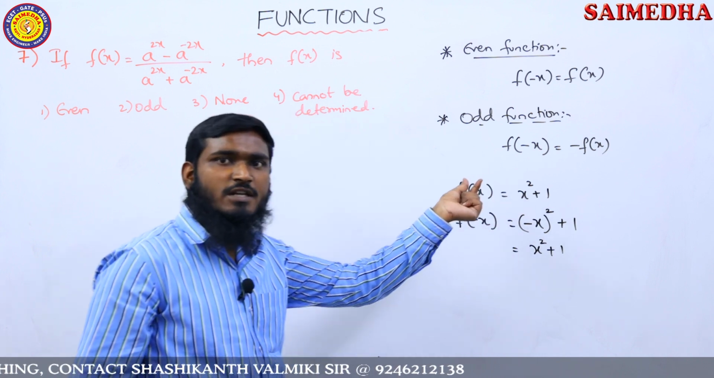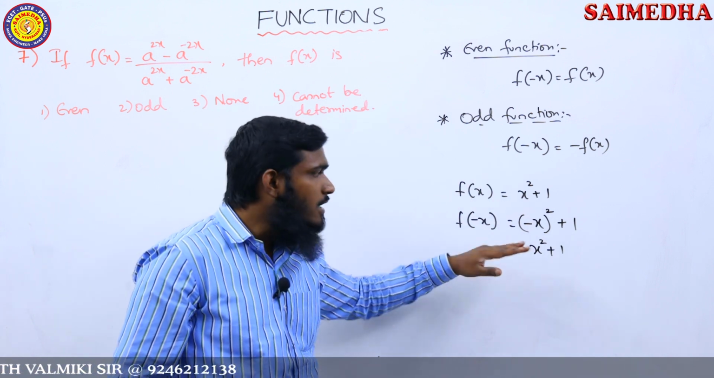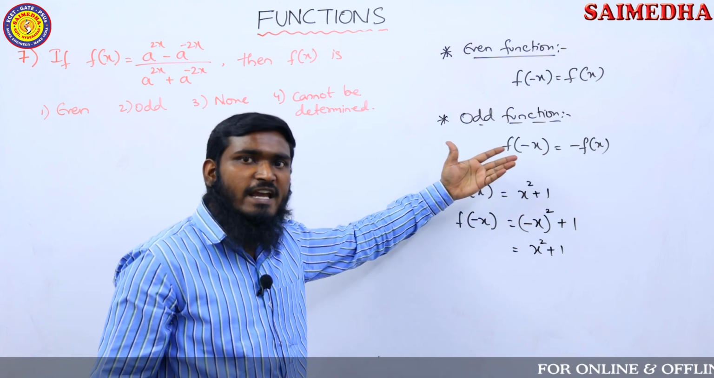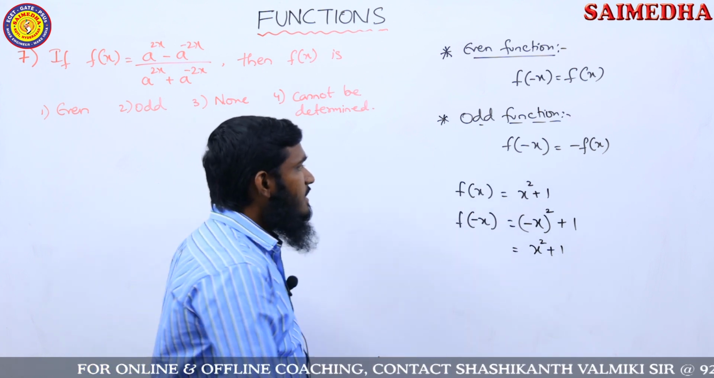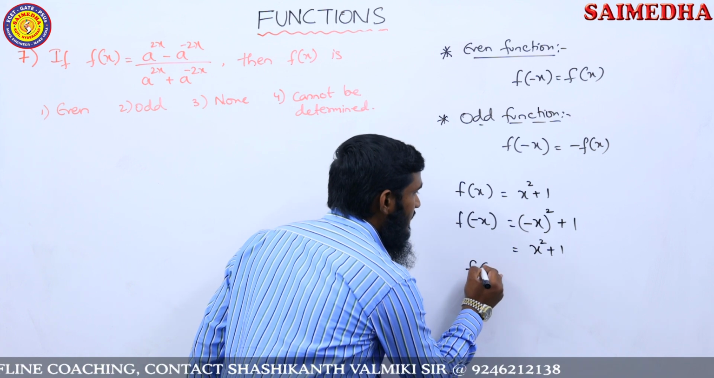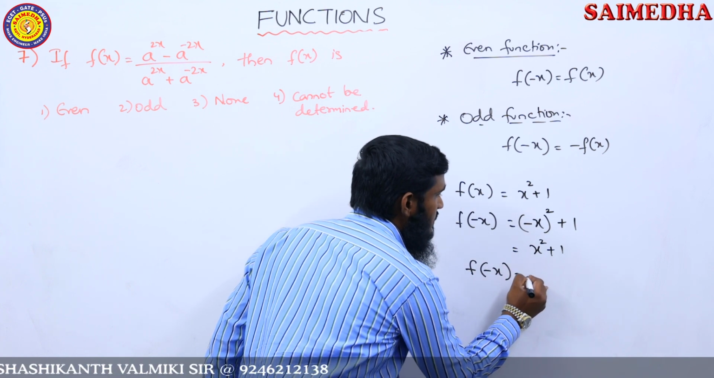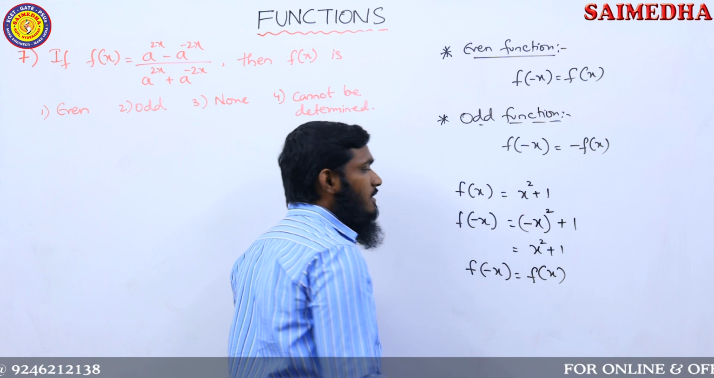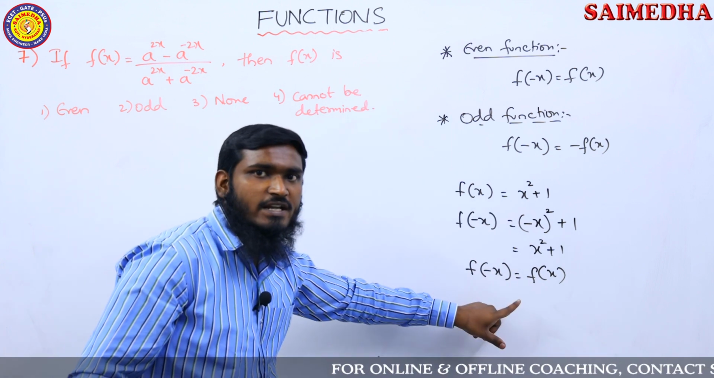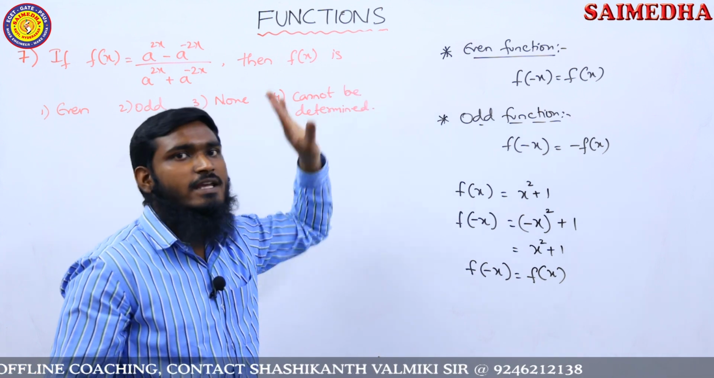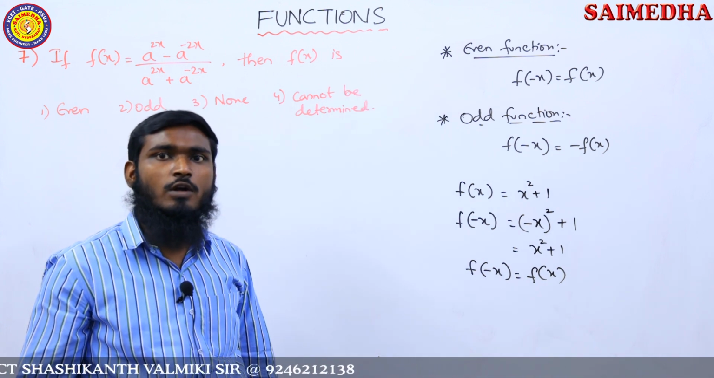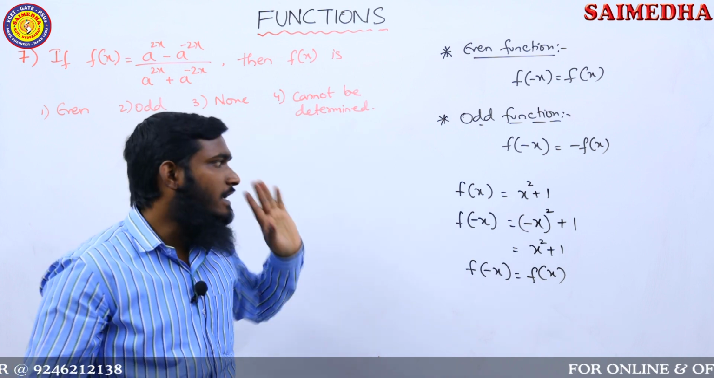Whenever we substitute the x value as minus x, we are getting the same answer. If we are getting the same answer, we can write it as f of x itself. So we get f of minus x equals f of x. Whenever this condition is satisfied, we can call this function an even function. Understood?